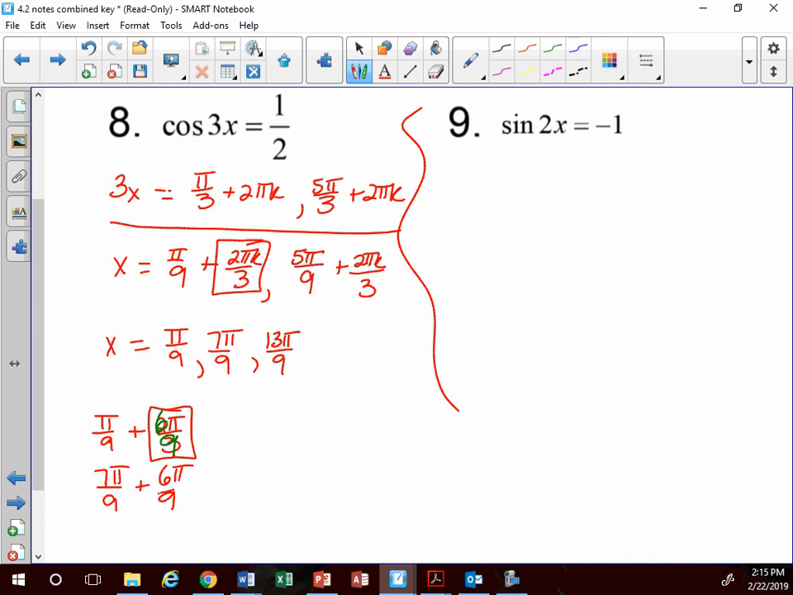Now I have to go to this answer. 5 pi over 9 is next. What do you think I'm adding to it? The 2 pi over 3. So what do I get? 11 pi over 9. And should I add again? 17 pi over 9. Yes. Should I add any more?